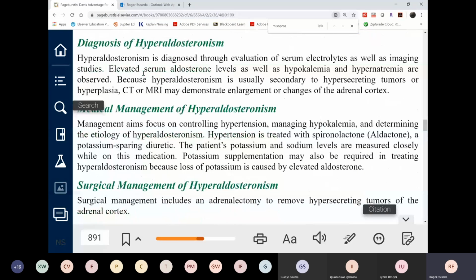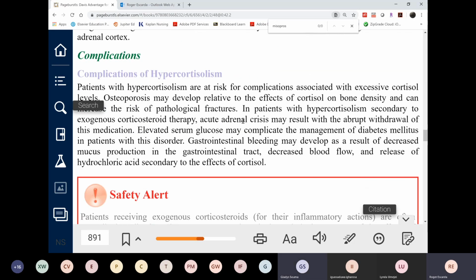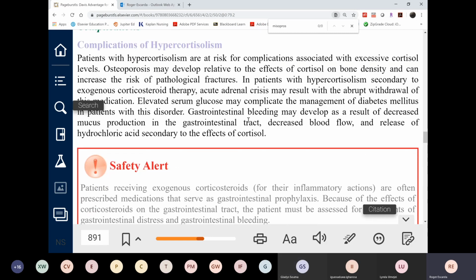Here, hyperaldosteronism, I mentioned that it will also be surgical removal. So that's also here. Same thing, same post-op care, because again, the patient here in hyperaldosteronism or Conn syndrome will lose one or both adrenal glands, right? So they will also develop Addison's disease.